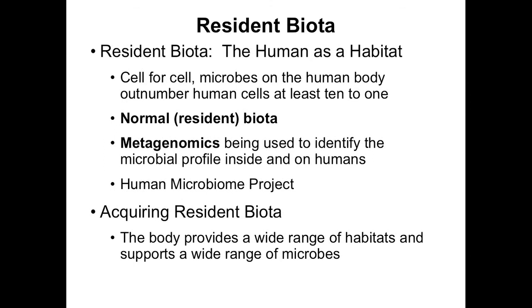So, we all have resident microbiota. We have tons of normal microbiota. These guys are non-pathogenic, and that is because they live within us, but they don't take advantage of us. As soon as they take advantage of us and try to take more than we want to give them, they become pathogens. So cell for cell, microbes on the human body outnumber human cells at least 10 to 1.